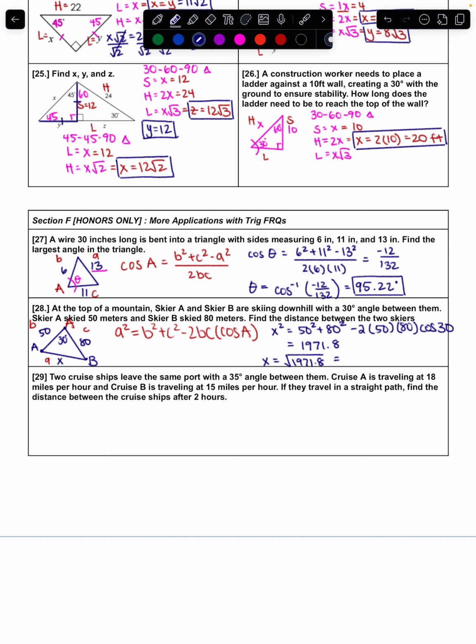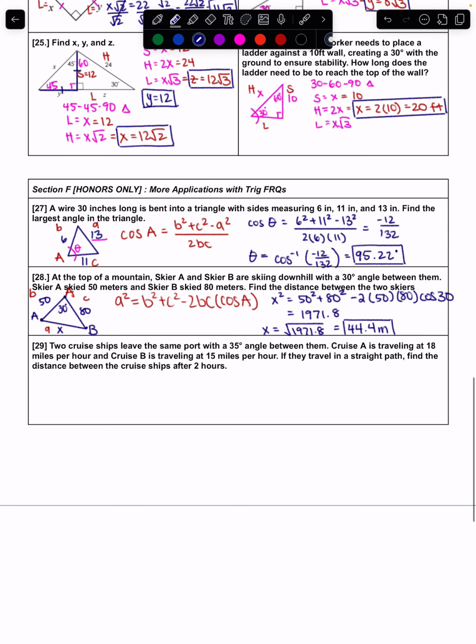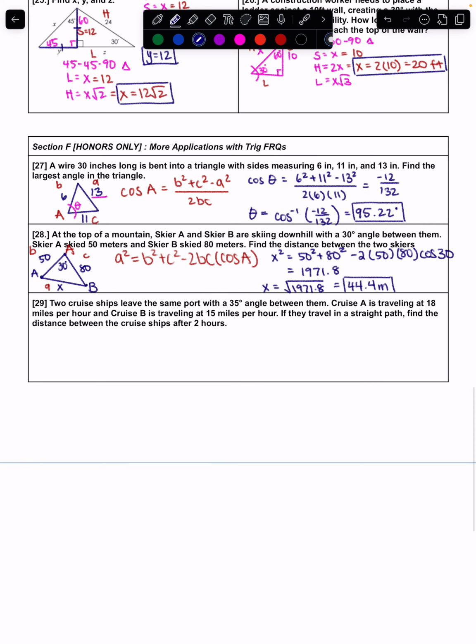So the square root of 1971.8 gives me 44.4. And then I need to know the units. They gave us meters, so 44.4 meters is the distance between skier A and skier B. Okay, and we're down to our last one. So let's quickly go over it and make our diagram.